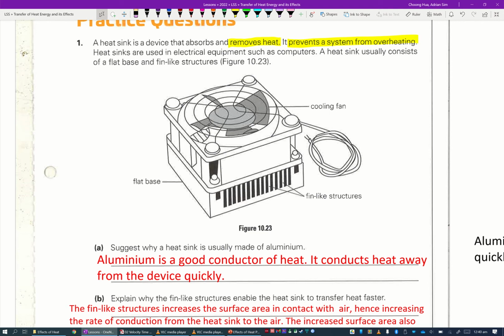Now first of all, in this diagram here you're given a heat sink, and you're also given additional information like the heat sink absorbs and removes heat. As I underlined there, removes heat. And in a larger scope, it prevents the system from overheating.